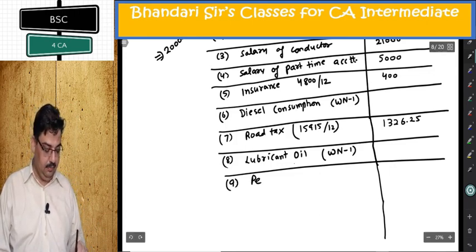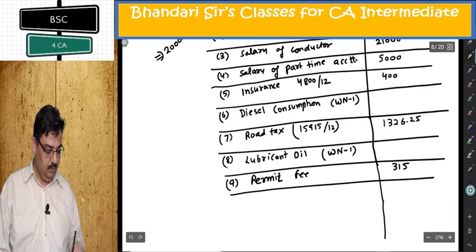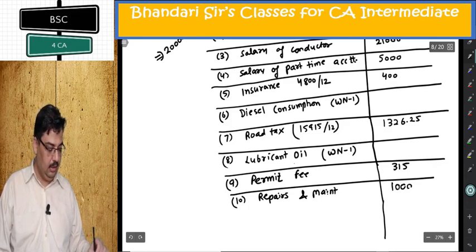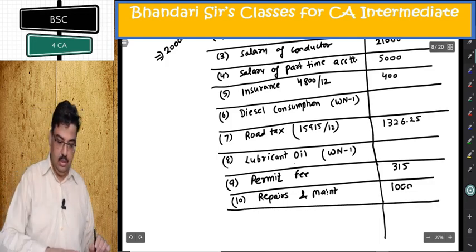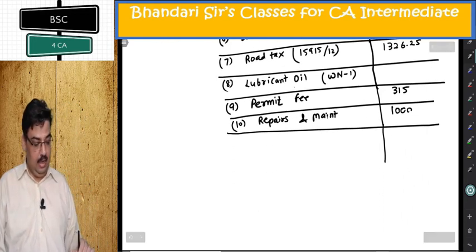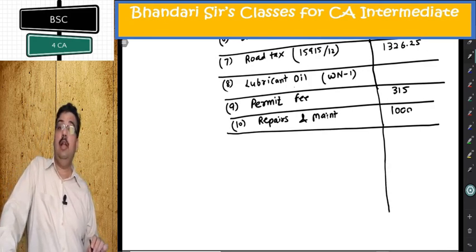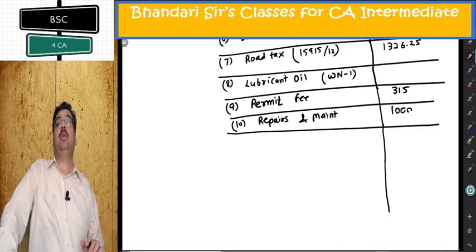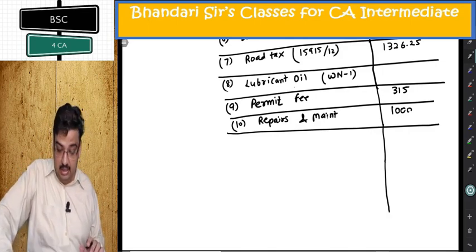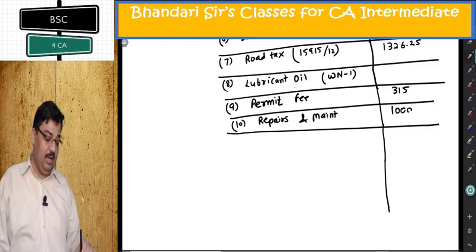Number 9, permit fee. 315 per month already. Number 10, repairs and maintenance. 1000 already monthly. Depreciation we have already put, and he is talking of passenger tax which will be based on total takings. We did a question in last session where commission to driver was based on takings. Here it is passenger tax, so it will be dealt algebraically.